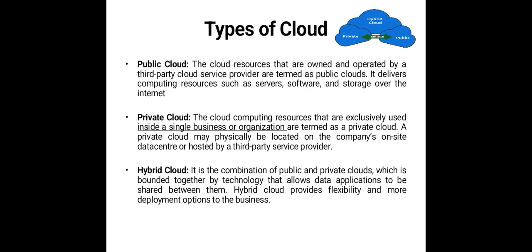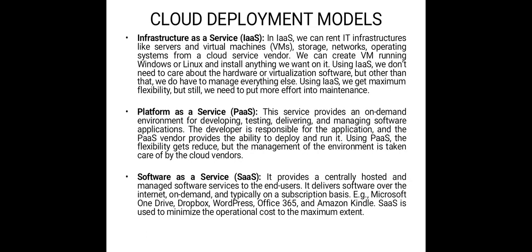For infrastructure as a service, we can rent IT infrastructure like servers, virtual machines, storage, networks, and operating systems from the cloud service vendor. We can create a VM running Windows or Linux and install anything we want on it. So IaaS is basically virtual machines, disks, image libraries, blobs and file-based storage, firewalls, load balancers, IP addresses, virtual local area networks, etc. IaaS includes these kinds of things.